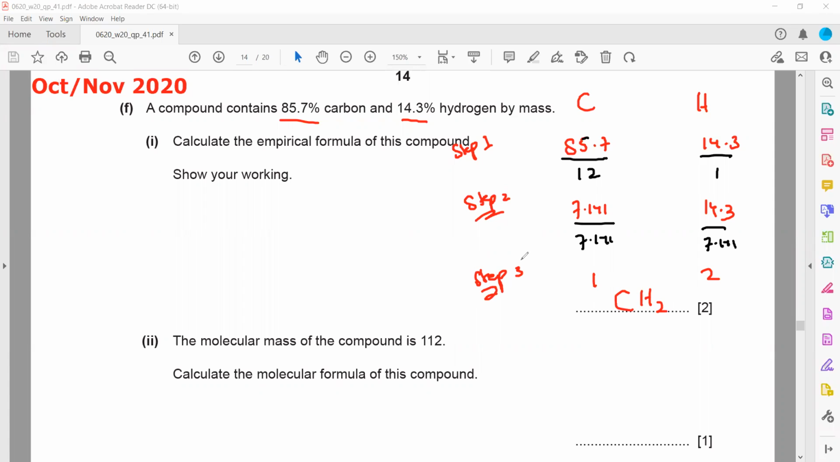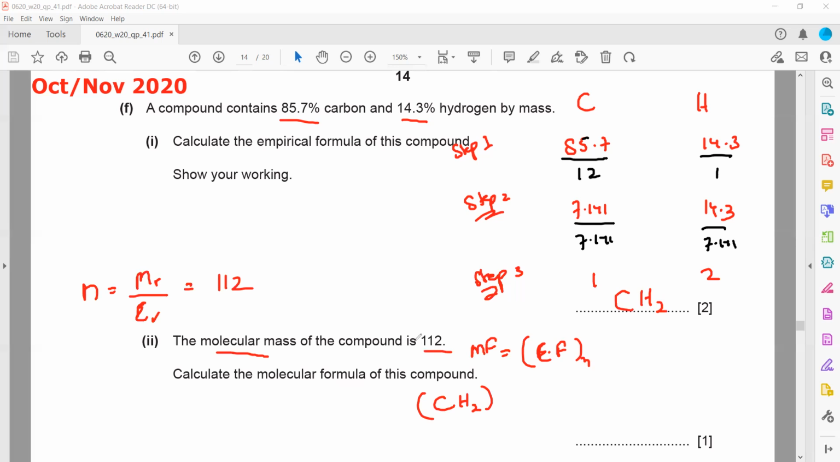Then how can we work out the molecular formula? Empirical formula multiplied by n. So the empirical formula multiplied by n will give us the molecular formula. And the empirical formula we already calculated, which was CH2 in the previous part. How to get the value of n? The value of n is actually relative molecular mass divided by empirical mass. So the molecular mass of this molecule is given as 112.